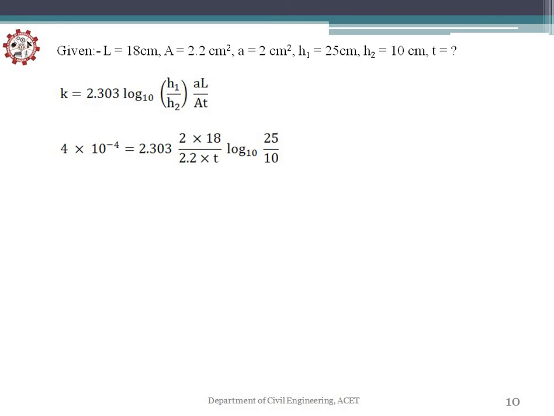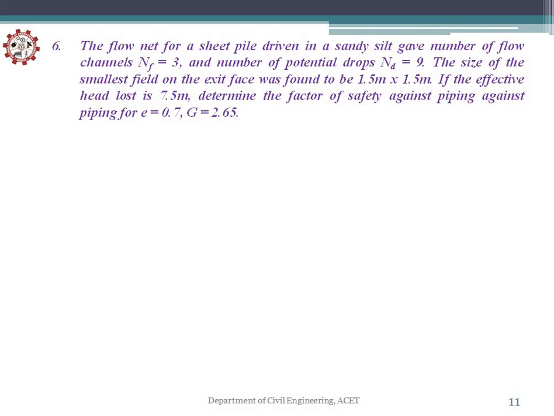So next, as all the given values are there, length, area, small area, H1 given is 25 and H2 is 10, we need to calculate T. So substituting the value of K we have calculated as Kz, 4 into 10 raised to minus 4, and all the values in the formula, you will get the value of T equals 37443 seconds. So this is how you need to calculate.